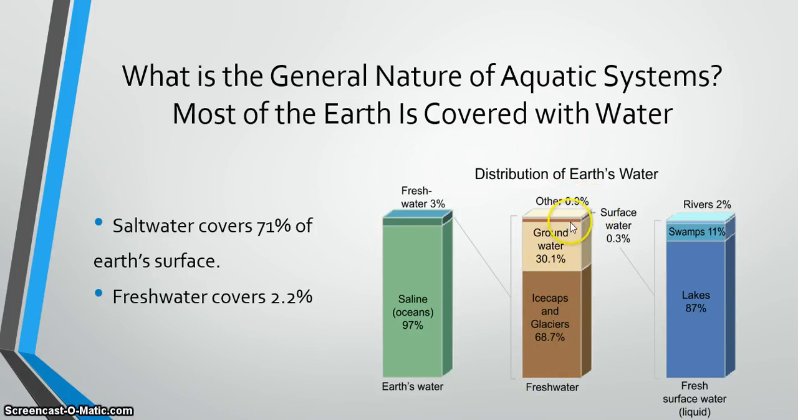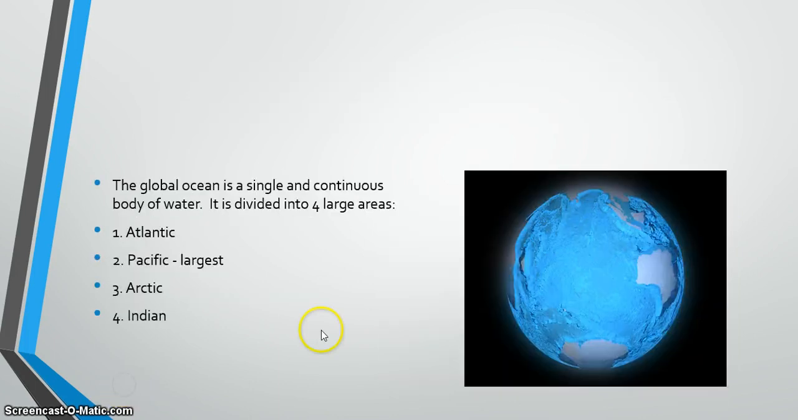Then we take that 0.3% of surface water, which is easily accessible by humans, and 87% of that is in lakes, 11% in swamps, and about 2% in rivers. All of the ocean connects, and we call that the global ocean, a continuous body of water. It's divided into four main areas: the Atlantic Ocean, the Pacific Ocean, the Arctic Ocean, and the Indian Ocean, with the Pacific being the largest.